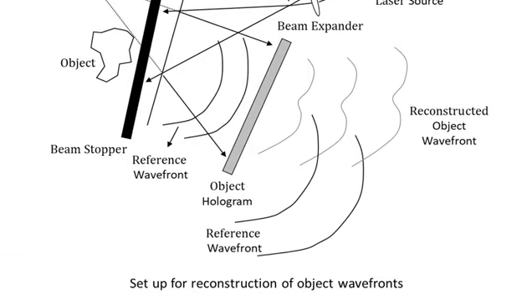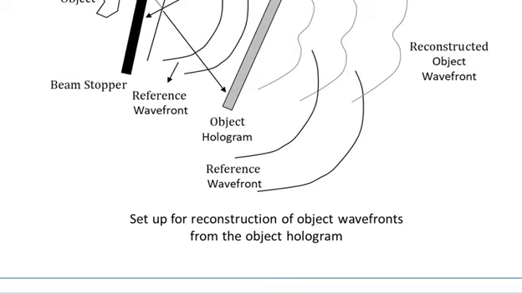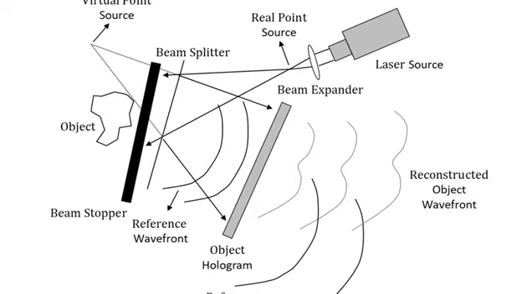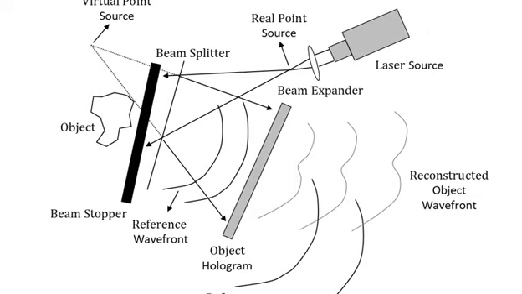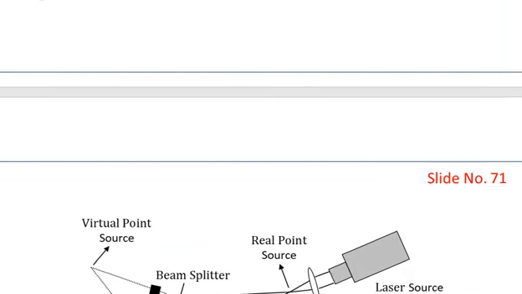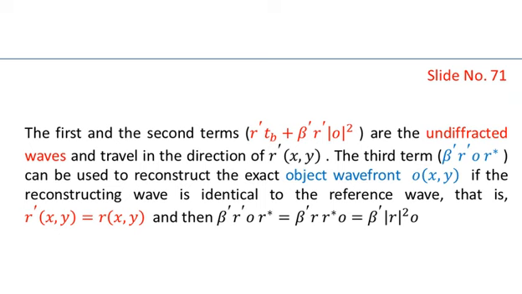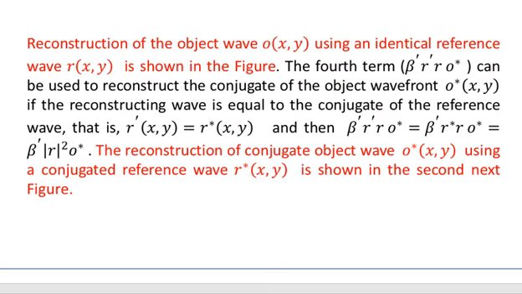So actually this is a setup that we use in order to construct the object wavefront. So this will provide you the means to construct the wavefront, and the object that you will see will be a virtual object. And this is due to the third term. So in the third term you have constructed this object. Now what about the fourth term?